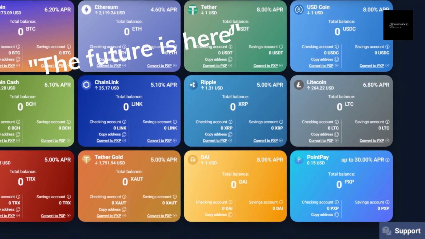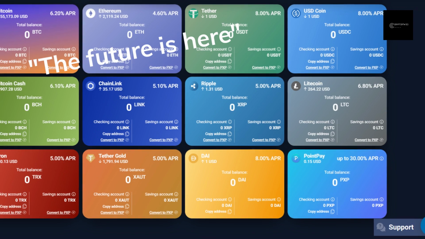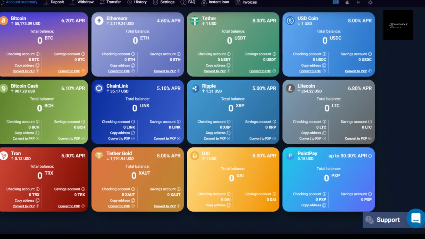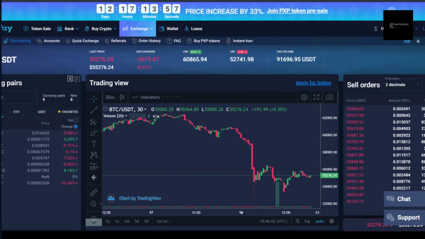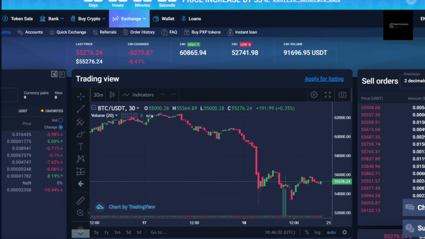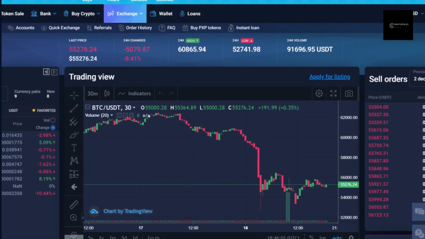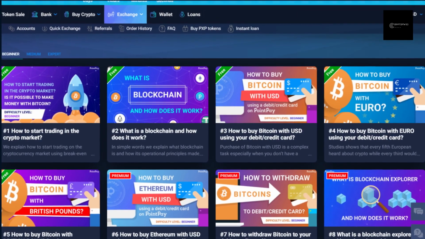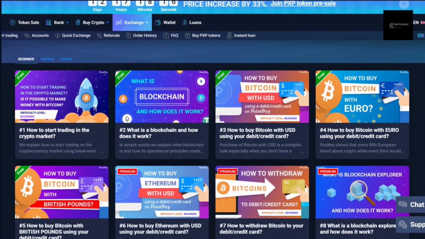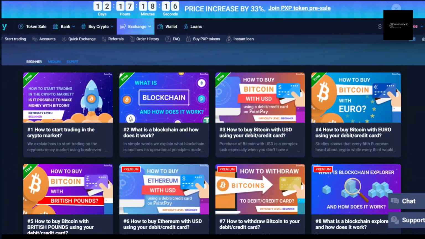With a very captivating catchword, the future is here, PointPay brings an ecosystem with blockchain banking, cryptocurrency exchange, crypto wallets, a cryptocurrency payment system, and a blockchain school for cryptocurrency beginners. Also, I have to say that their motto captivated me, because I really believe that cryptocurrency and blockchain are the future, and the future is here. Just waiting for the rest of the people to join in.